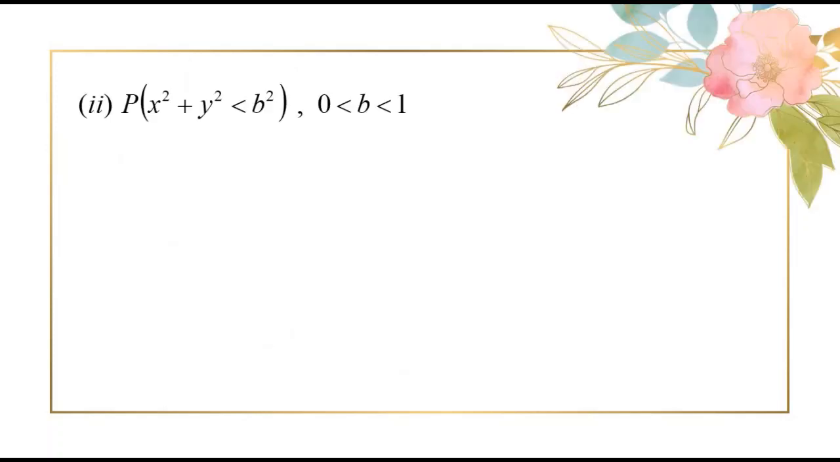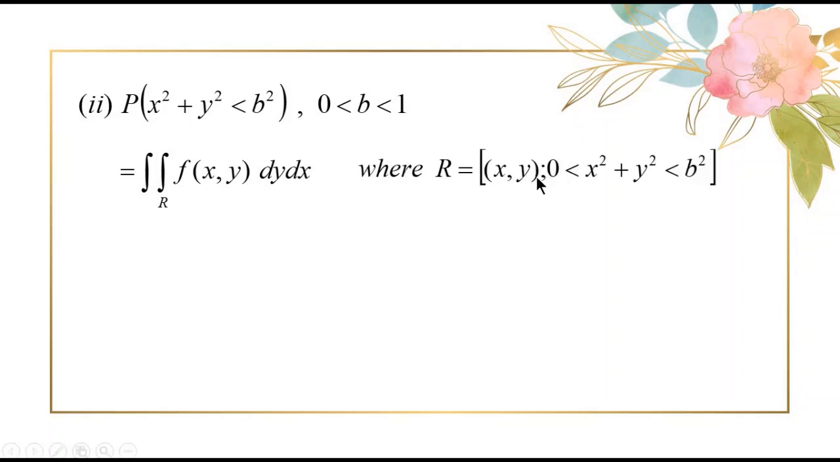Next, we are going to compute the probability that x square plus y square is less than b square. This is also the interior of a circle whose radius is b. Since b lies between 0 and 1, this shaded region will always be inside our rose colored shaded region. We have to integrate our joint PDF in this region, which is nothing but all those points where 0 less than x square plus y square less than b square.